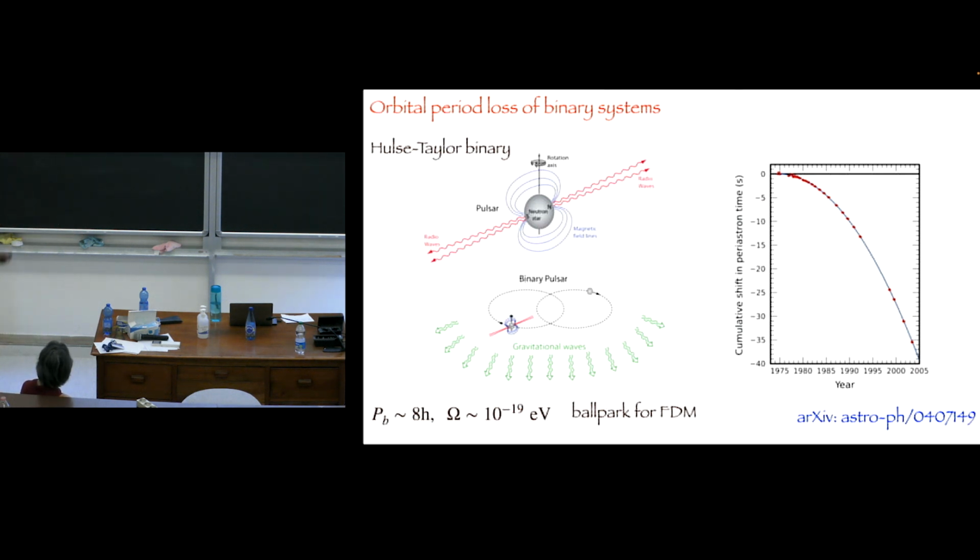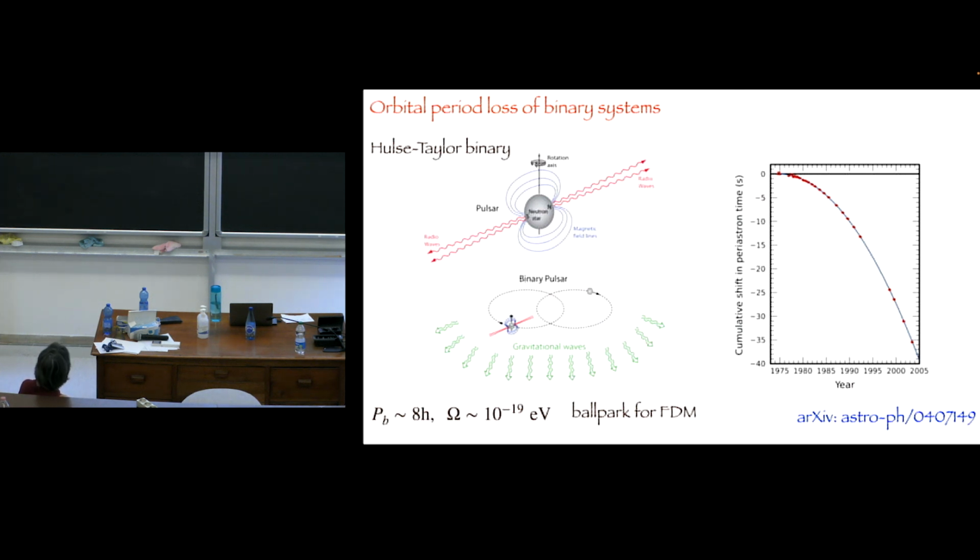The reason for this is that gravitational waves are radiated from the binary system, which effectively reduces the energy of the system, and the orbital period decreases. That is the first indirect evidence for gravitational waves, from the pulsar PSR B1913+16, the Hulse-Taylor binary. And for that, Hulse and Taylor received the Nobel Prize in 1993.